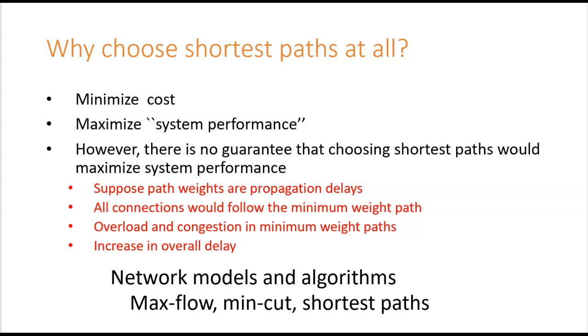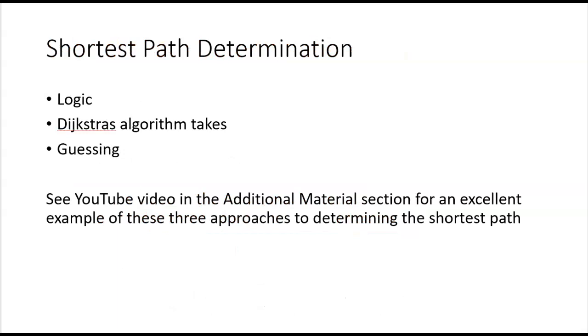We want to make sure that it's fluid and flowing, because overload and congestion are going to impact performance and lead to overall delays. So we're going to talk quickly about network models, and we can do them manually or by algorithms. But in the end, the point is, are we going to maximize flow, minimize the cost, or look at shortest path, that sort of thing?